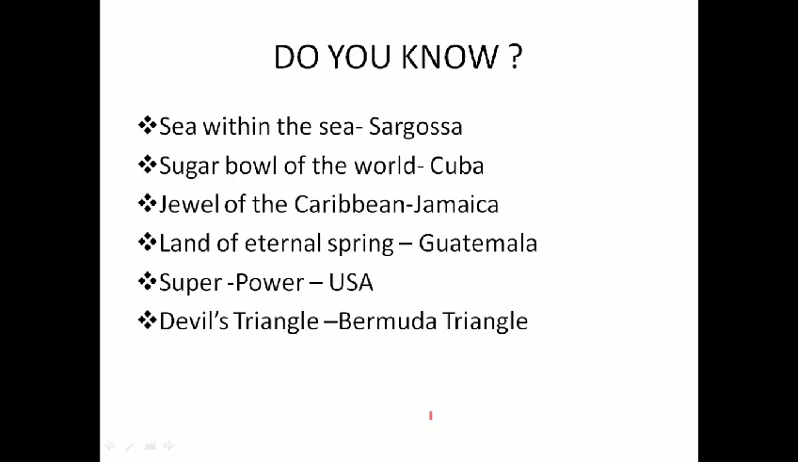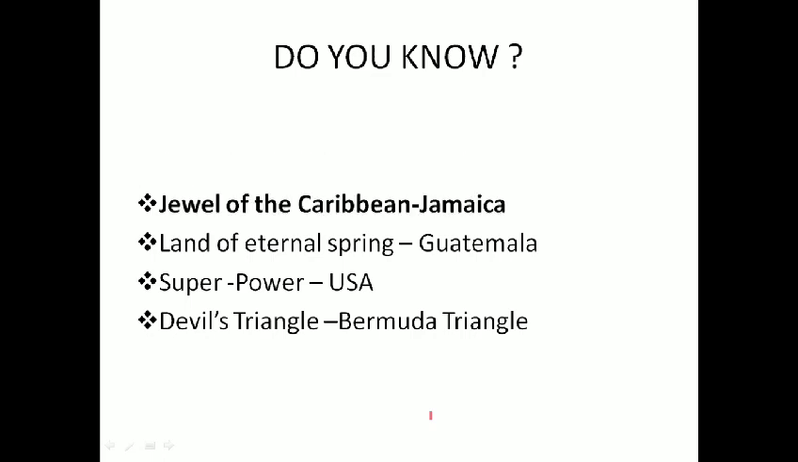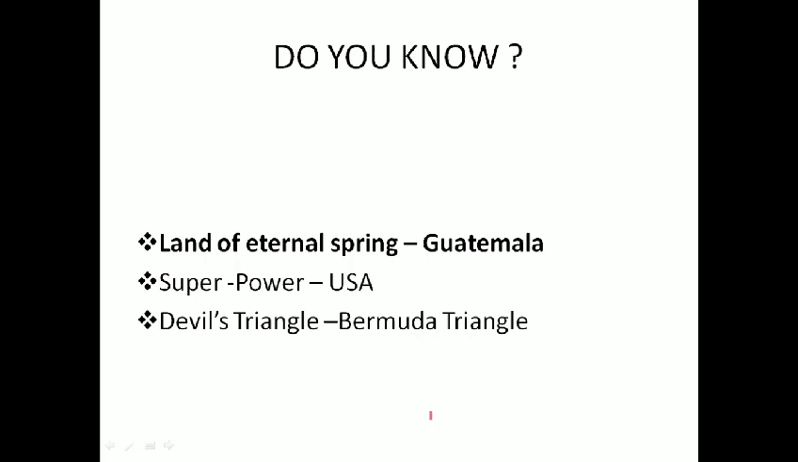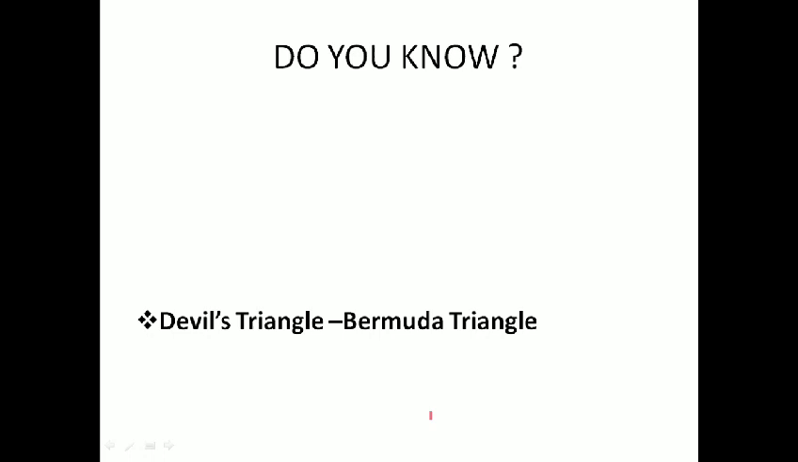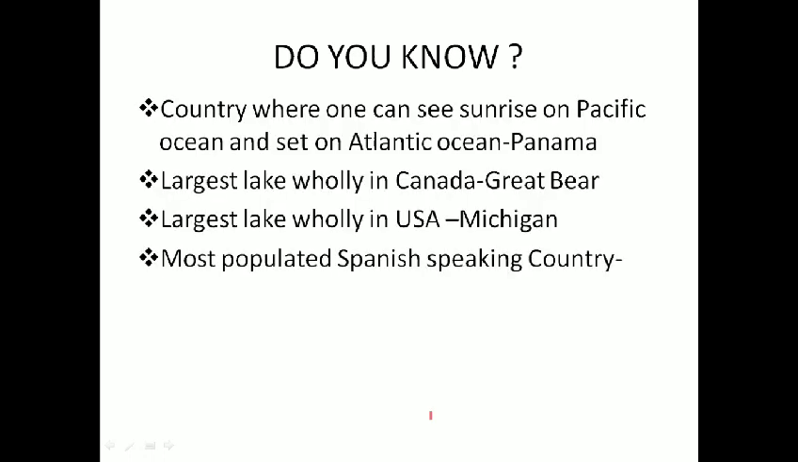So, sugar bowl of the world, Cuba, jewel of the Caribbean, Jamaica, land of eternal spring, Guatemala, the superpower, USA. Of course, earlier Russia too, but after the 1990s, the breaking down or fragmentation of Russia, USA is perhaps the sole superpower. Now, Devil's Triangle, the Bermuda Triangle, is called the Devil's Triangle. Now, let us see: sea within the sea, Sargasso; sugar bowl of the world, Cuba; jewel of the Caribbean, Jamaica; land of eternal spring, Guatemala; superpower, USA; Devil's Triangle, Bermuda Triangle.